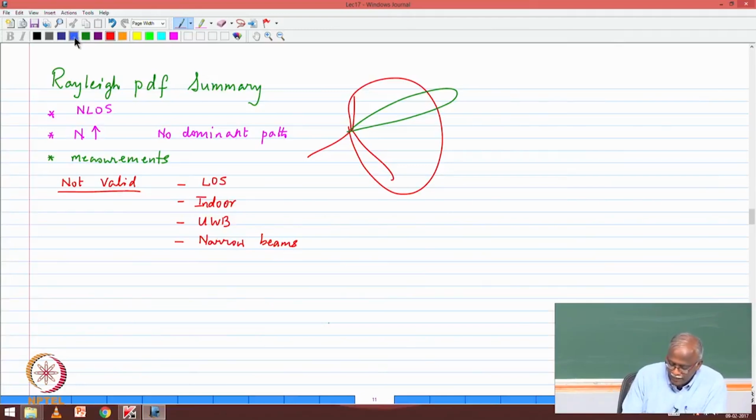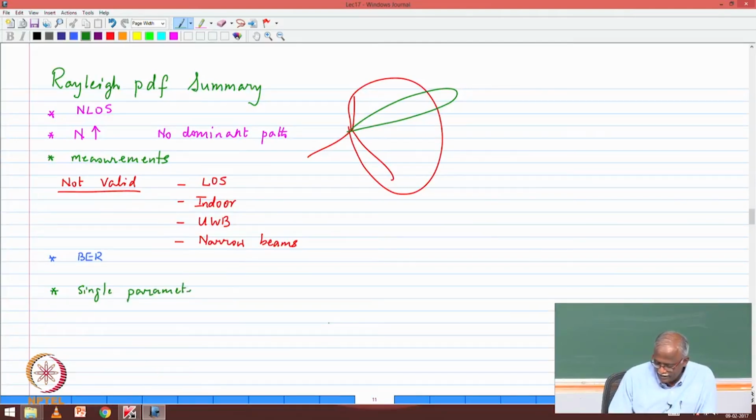The impact of Rayleigh fading is very critical for us, because of the way it affects the BER. It affects it in a very significant manner. But the good thing about the Rayleigh PDF is, what parameter characterizes the Rayleigh PDF? V RMS, or sigma. Basically, there's only a single parameter that characterizes the Rayleigh PDF. You can think of it as sigma or as V RMS, both are equivalent.